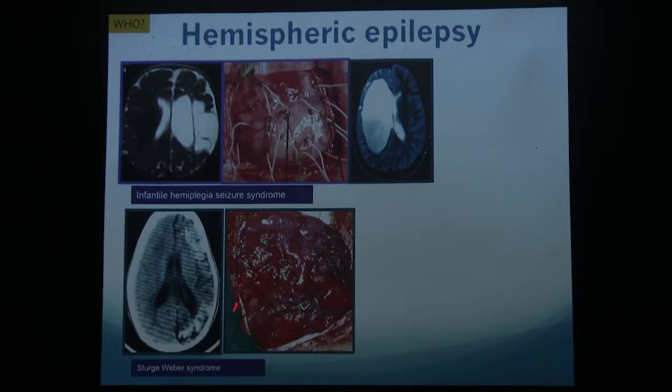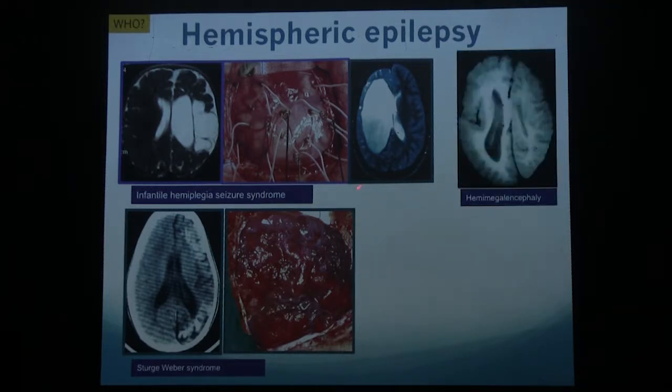Then you have some congenital diseases like Sturge-Weber syndrome, which is a leptomeningeal angiomatosis. This is a progressive condition that involves, funnily, only one hemisphere. So you see this leptomeningeal angiomatosis, and this hemisphere slowly atrophies and does not have any function in that hemisphere. So another good indication. This is a very interesting syndrome, which is called hemimegalencephaly.